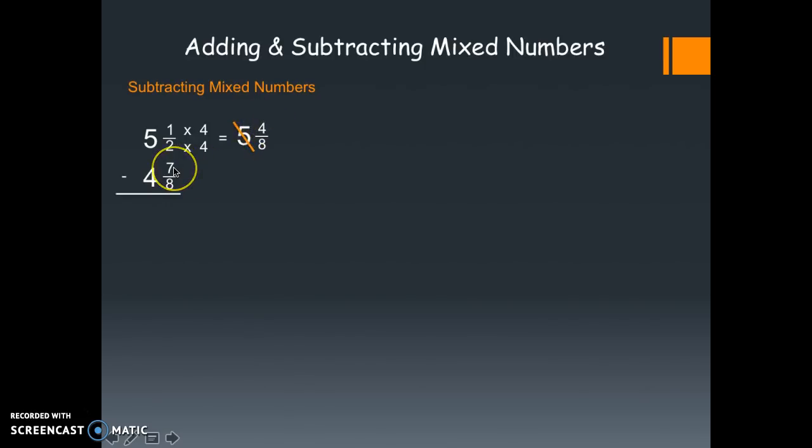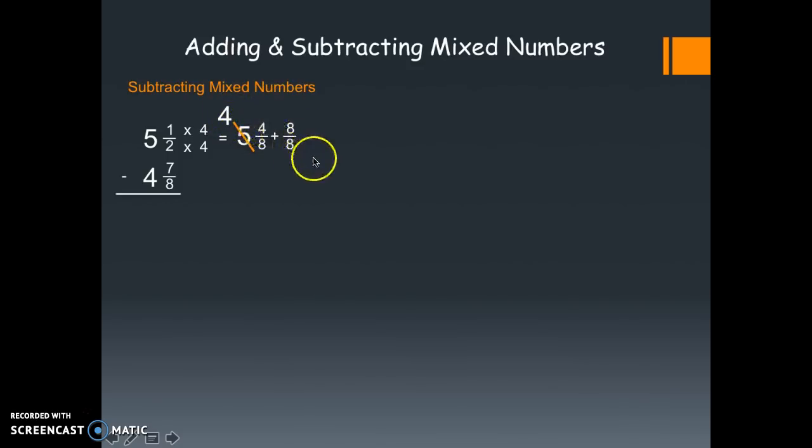4 minus 7, I can't do that. If I have 4 pieces of gum, I can't give 7 away, so I'm going to borrow. I'm going to get 1 from the 5, so the 5 becomes 4. So that whole number that I'm moving over to the fraction side has to be written as a fraction using eighths. So 1 as a whole number is the same as 8/8. I have just moved it from the whole number side to the fraction side.